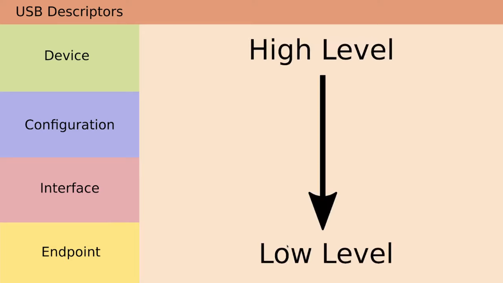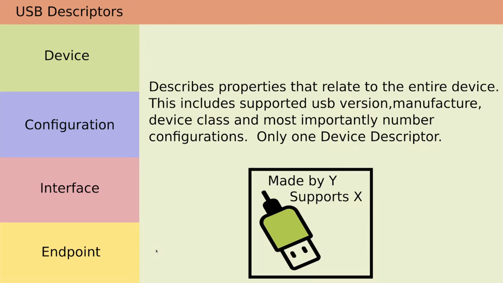All right, so here I'm actually going to start describing the most common ones. And you can think of this as a hierarchy. The device descriptor being the highest level, and the endpoint being the lowest level, from a communication standpoint. So device descriptors describe properties for the entire device, like the USB version, manufacturer, and most importantly, the amount of configurations for this device. And I think of the device descriptor as kind of being the stuff you could find on the box for the device. So these are just the top level properties of this USB device.